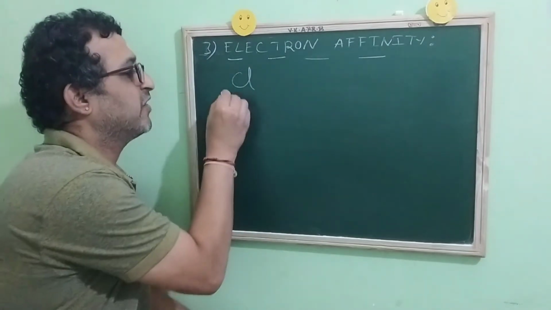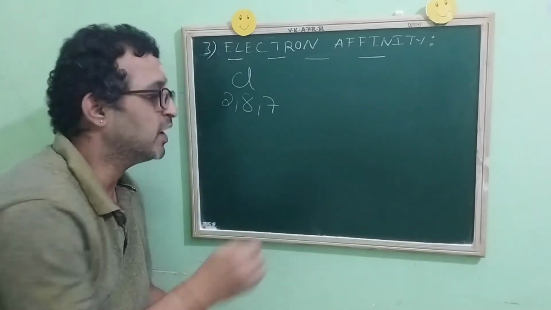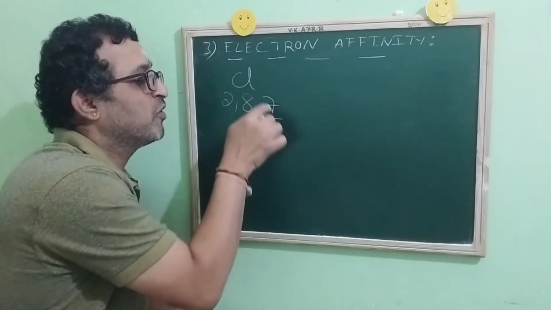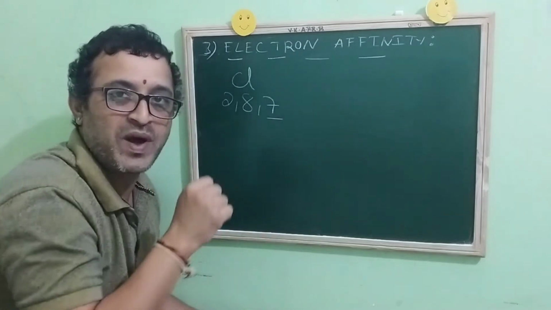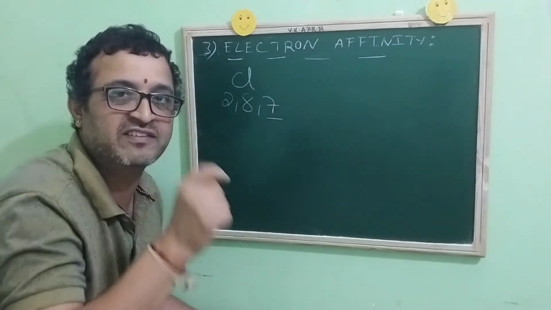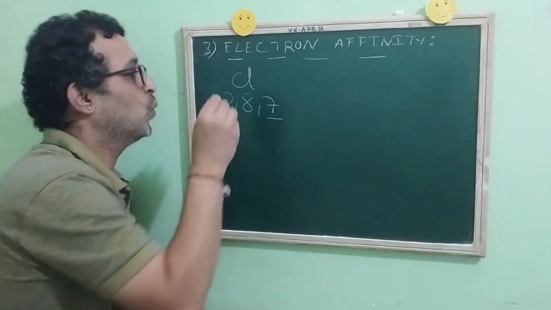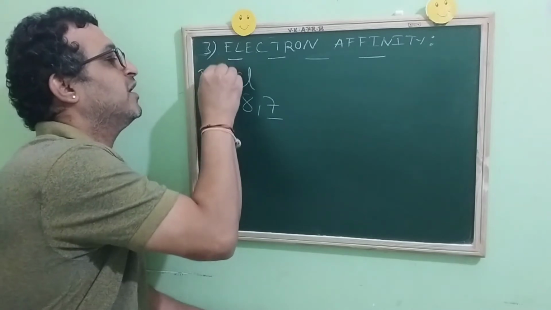What is the electronic configuration of chlorine? It is 2, 8, 7. Now, it has 7 electrons in the outermost shell. Obviously, it will accept 1 electron because after accepting 1 electron, it will attain what structure? Octet structure. Now, children, how many chlorine atoms have we taken? 1. So, that's why I'll call it as what?